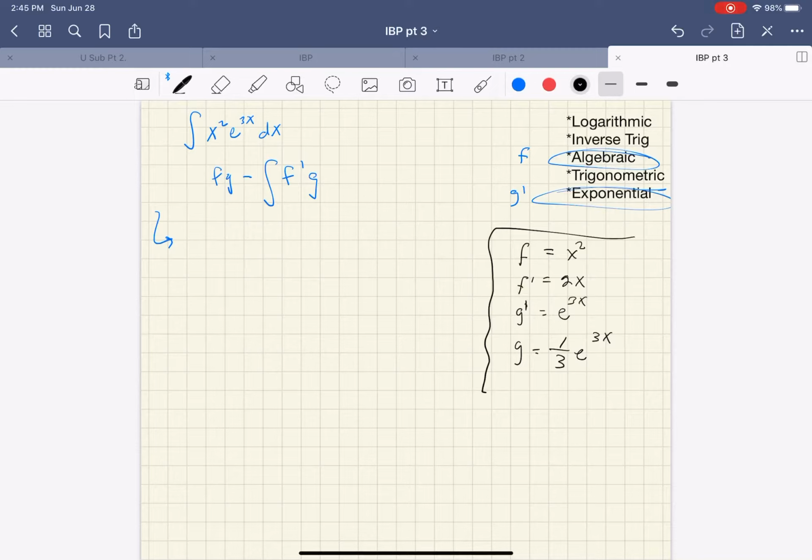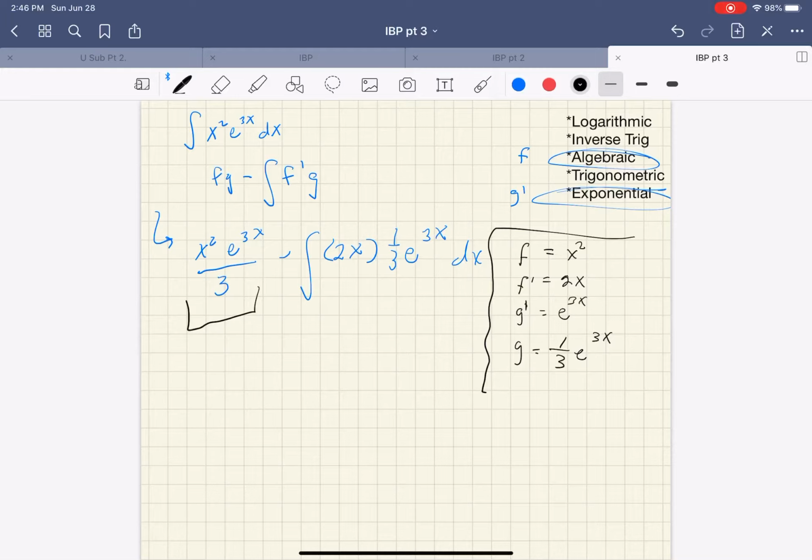And then we just plug and chug, like I said in the previous video. So we have f, which is x squared, and then we have g, which is e to 3x over 3, minus the integral of f prime, which is 2x, and then multiplied by g, which is just 1/3 e to the 3x dx. Okay, so this is where crazy things begin to happen. So we know that this part is okay. We're comfortable with that. We've done it already.